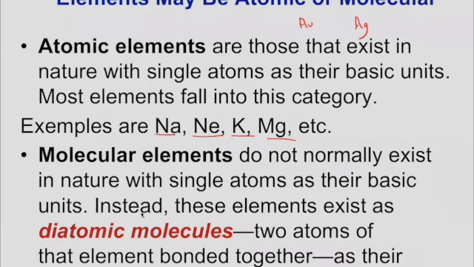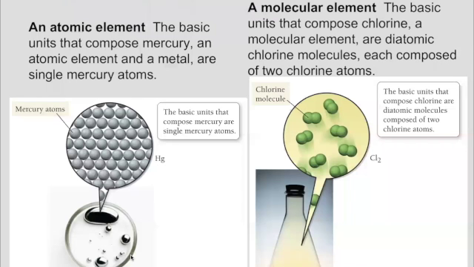Diatomic will be the seven that I went over, have no fear for ice cold beer. Polyatomic would be something like phosphorus because it's like P8. It likes to exist with multiples, right? Here we see an atomic element such as mercury. Here we see a molecular element such as chlorine.